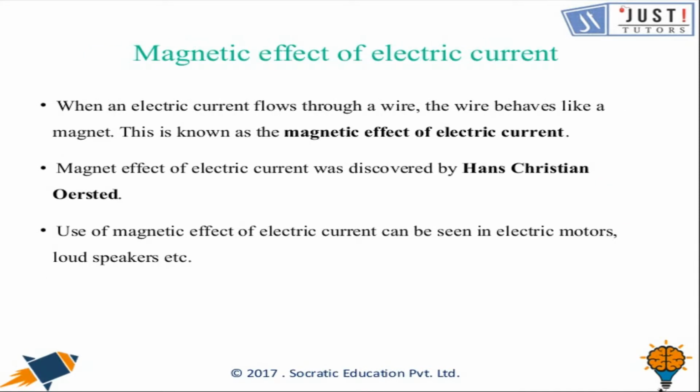Now we'll talk about the magnetic effects of electric current. Now, when an electric current flows through a wire, the wire also starts behaving like a magnet. This happens because a magnetic field is created around a current carrying wire in a circuit, due to which the wire starts behaving like a magnet. This phenomenon is termed as the magnetic effect of electric current. Now, this phenomenon was first discovered by Hans Christian Ørsted. Now, we use the magnetic effect of electric current in various devices like the electric motor and the loudspeakers as well.